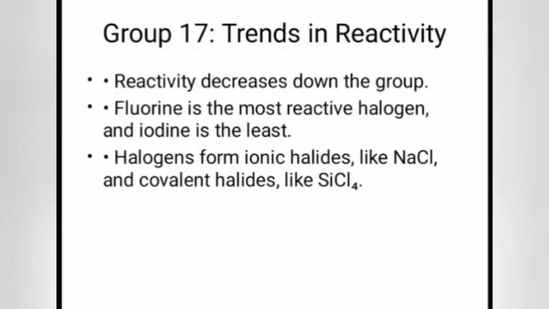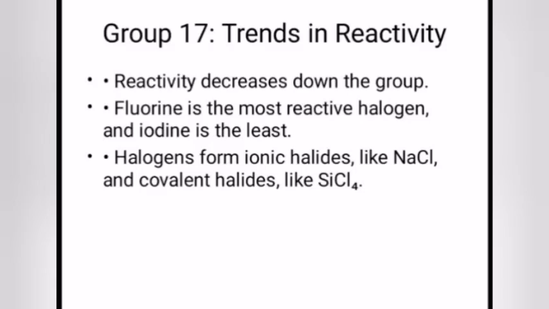Some of the trends of these group 17 elements: their reactivity decreases as you go downwards. The top member, fluorine, is very, very reactive, the most reactive electronegative element. After fluorine you have chlorine. Chlorine is reactive as well, but not as reactive as fluorine. When you go down again to bromine, you start seeing that the reactivity is decreasing. So reactivity decreases as you go down the group. Fluorine is the most reactive and iodine is the least reactive.